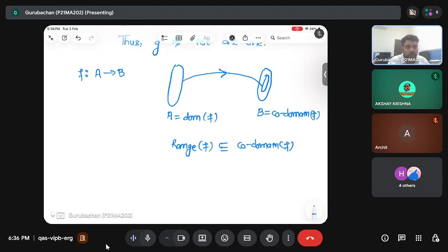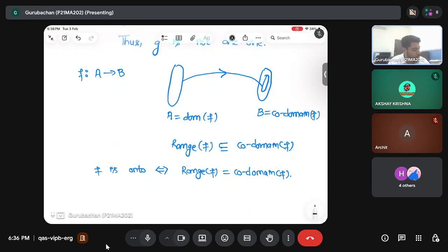In those cases when the range of f is equal to the codomain of f, we say our function is onto. So f is onto if and only if the range of f is the same as the codomain of f. Clear?